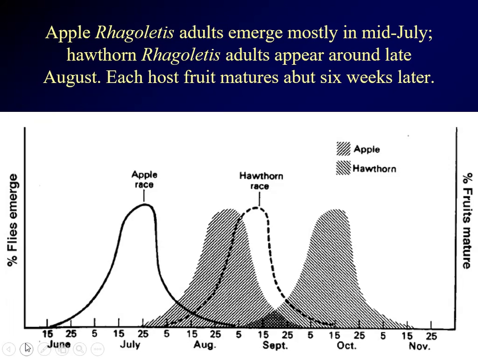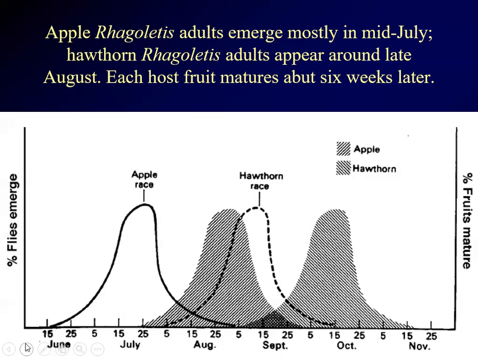Hawthorn, it's the same. Hawthorn flies begin emerging in early August, peak in mid-September, and are done by mid-October. And 6 weeks later, between early September and mid-November, is when hawthorns mature. So there's a separation between these populations, the apple Rhagoletis and the hawthorn Rhagoletis, but it's not a separation in space. You can find them in the same orchard. It's not a spatial separation, it's a separation in time.